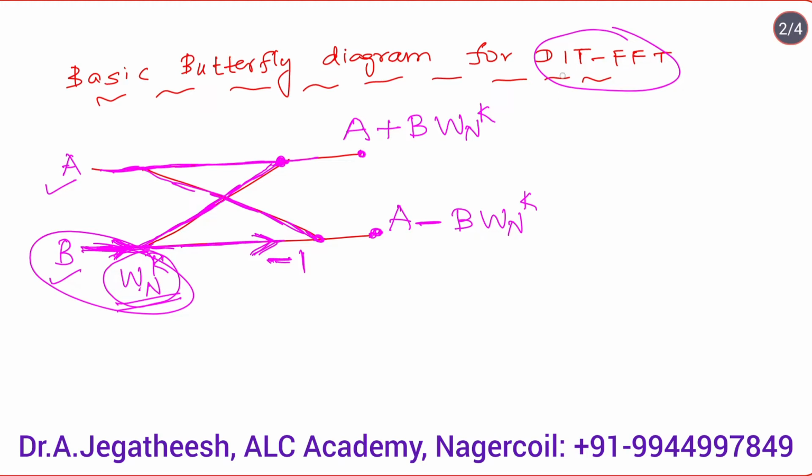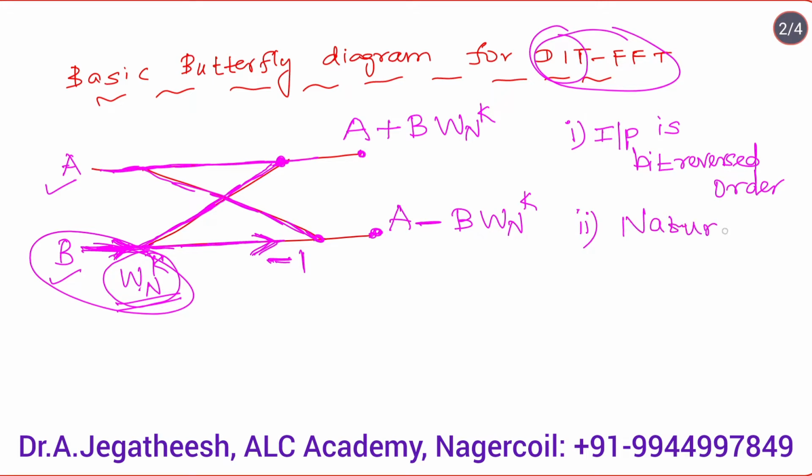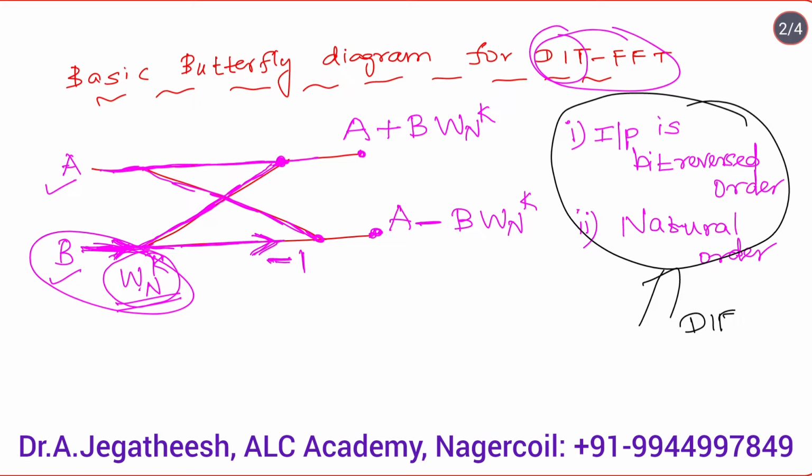For the DIT-FFT method, you should remember two things. One is the input is bit reversed order, and the output is natural order. But in the case of DIF, input is natural order and the output is bit reversed order. But in the case of DIT method, the input is bit reversed order, but the output is natural order.